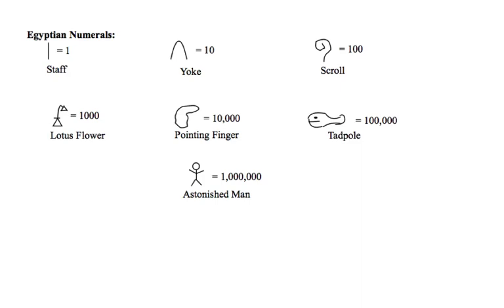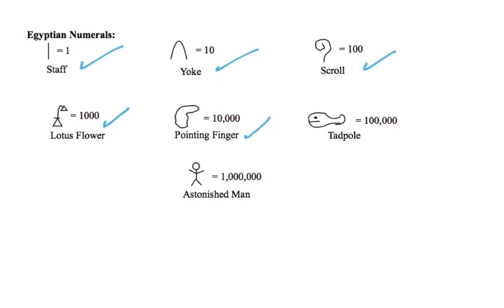The tally that we represented 1, they referred to that as a staff, like a shepherd would carry a staff. The yoke represents 10. This symbol is called a scroll, and it represents 100. This little drawing right here is supposed to represent a lotus flower, and that represents 1,000.